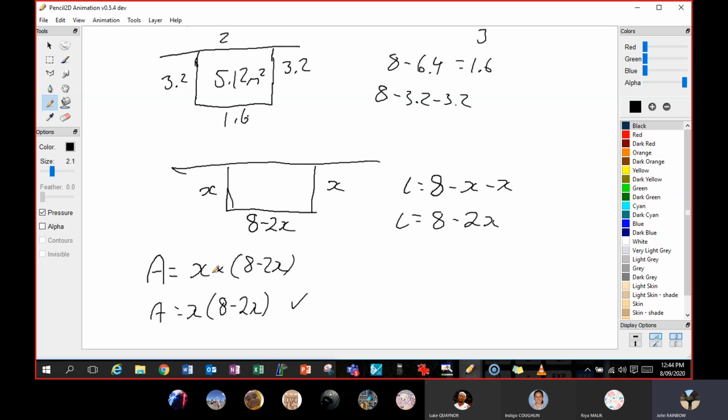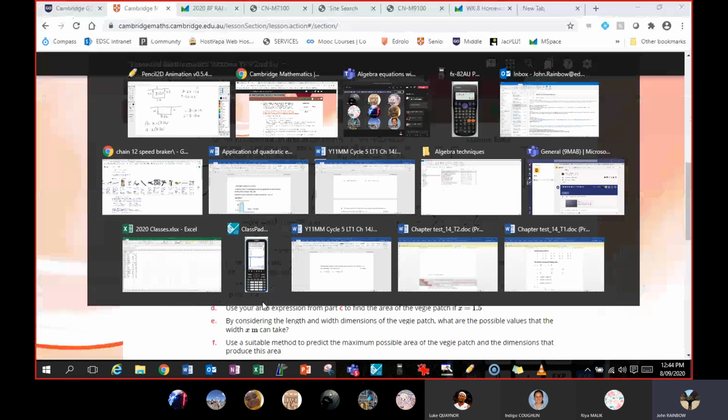So if the width was 1, it'd be 1 times 8 minus 2 times 1. 2 times 1 would be 2. So it'd be 1 times 6. If the width was 3.2, it'd be 3.2 times 8 minus 2 lots of 3.2. 2 lots of 3.2 is 6.4. 8 minus 6.4 is 1.6. Don't forget, so it's just going to be 3.2 by 1.6. So it really tells us what that length is, and so it will tell you what the area is, right? Okay.